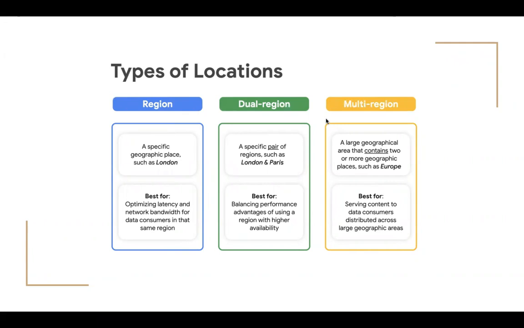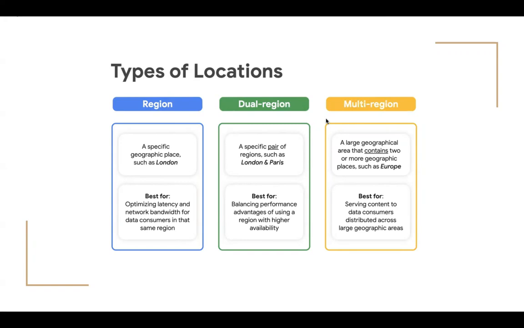Region is a particular location like London, so you want to store it in this particular region, right? And it is optimized for latency and network bandwidth, right? And then for dual locations, like I said, say you want London and Paris, just like that. And then also multi-region, you want to take advantage of the redundancy.